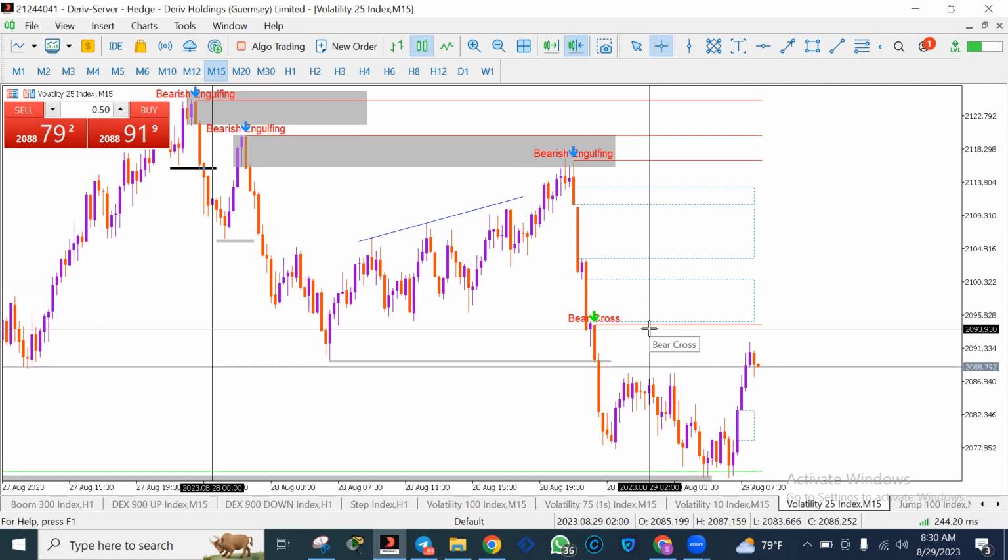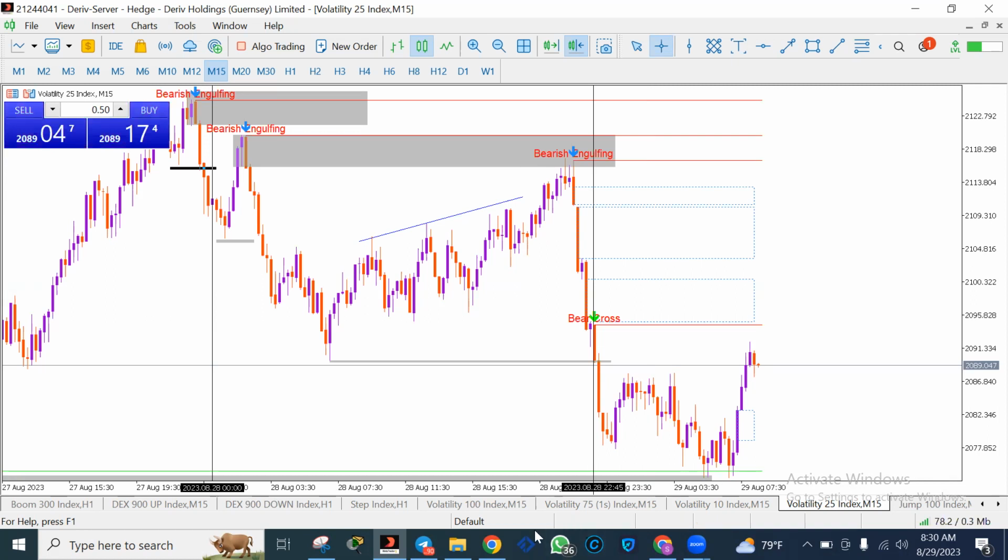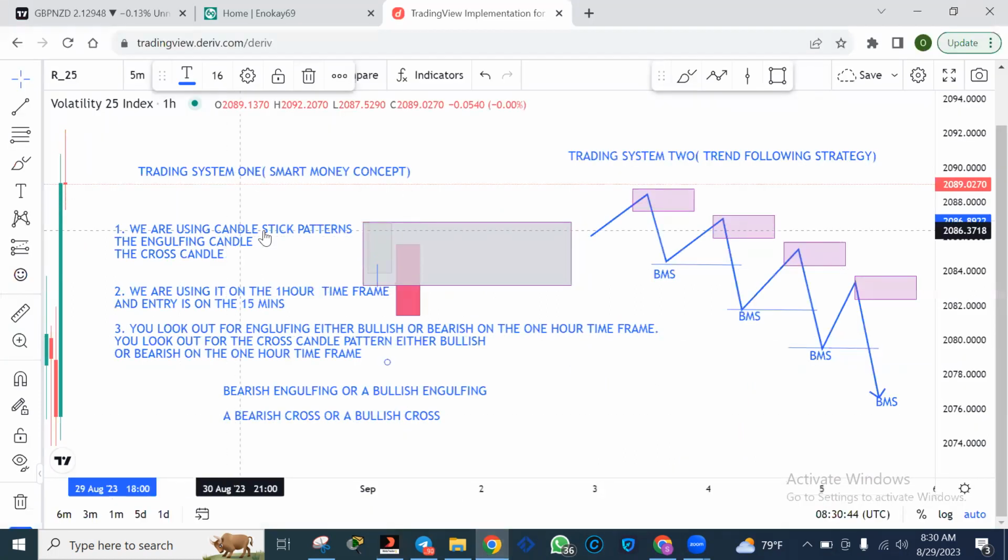Now, I wish I had all the time in this world. There are other conditions you may probably look out for, but for now, let's just keep things simple. You go to the 1 hour time frame. You are looking out for what? Let's go to our rule. An engulfing candle or a cross candle. So either a bearish engulfing or a bullish engulfing, or a bearish cross or a bullish cross.